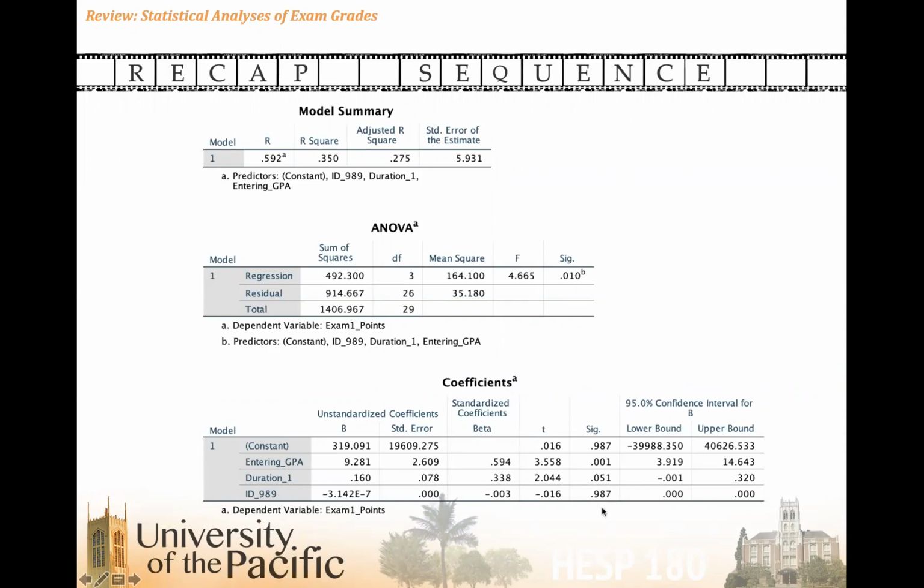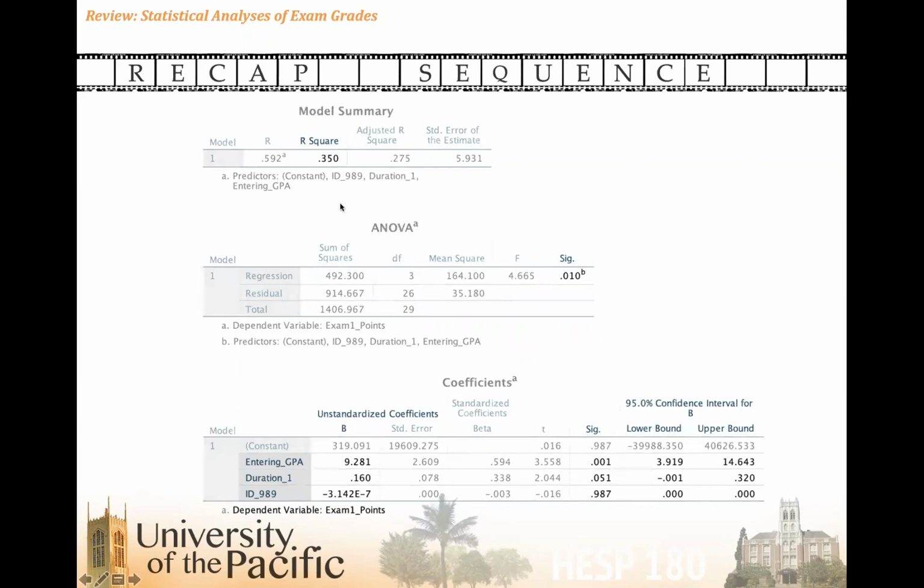It's a 98.7% chance you would have observed this effect or something more extreme if the null hypothesis were true. So the stuff you want to pay attention to, I highlighted. It's this stuff, right? So it's right here. It's the R squared.